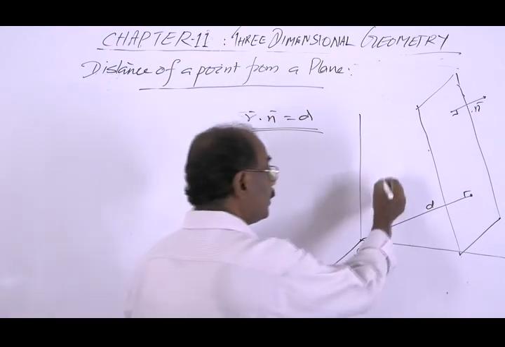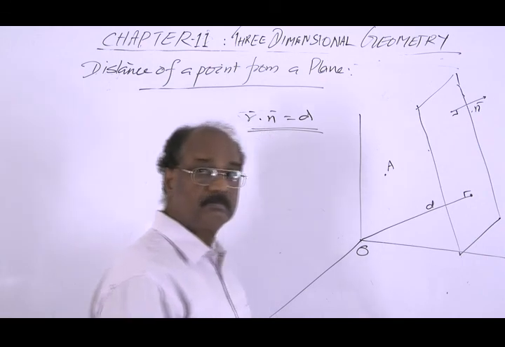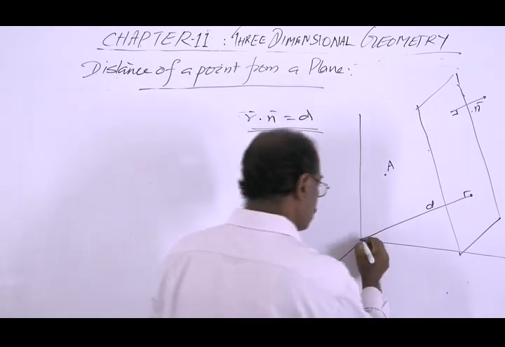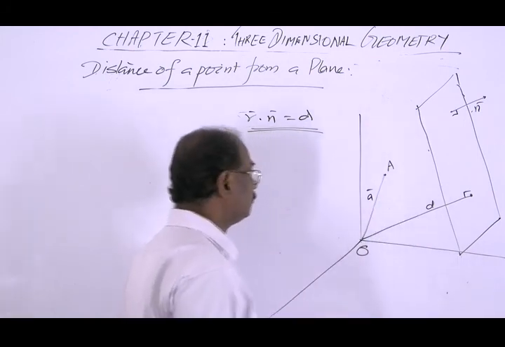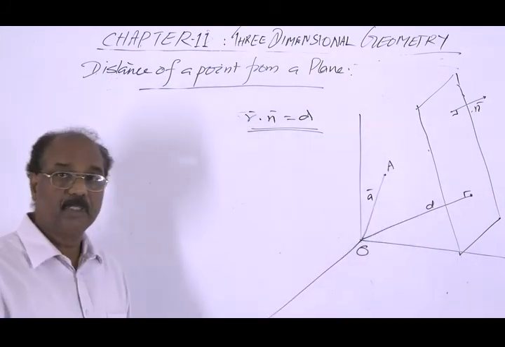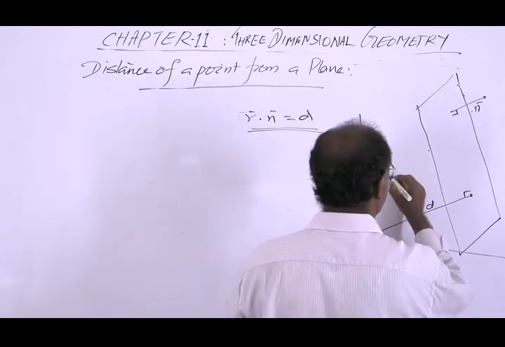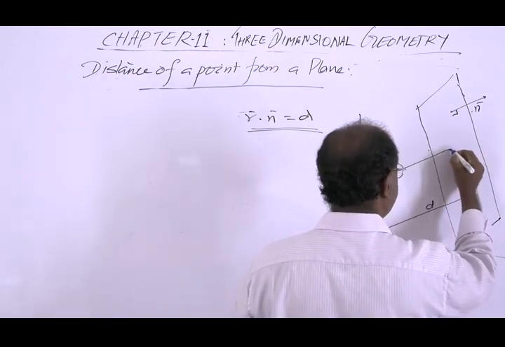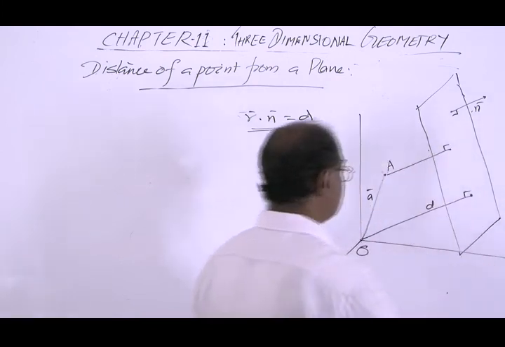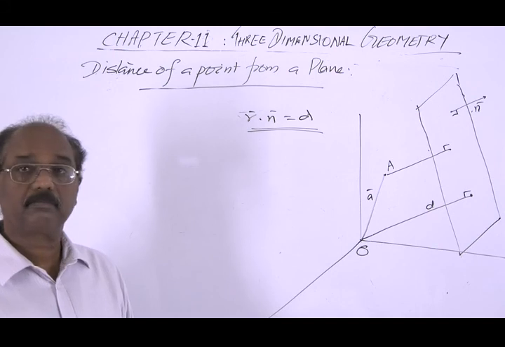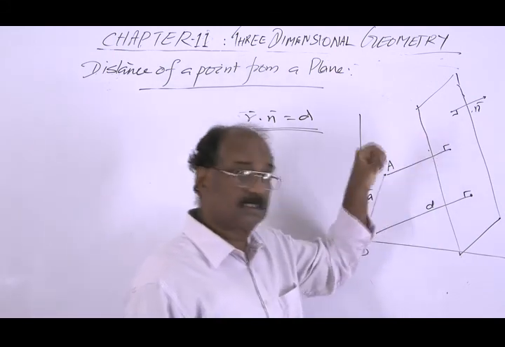Now, given a point, suppose it is A, and its position vector is known. So OA is equal to a. We want to find the perpendicular distance from this plane. So this is the perpendicular distance.